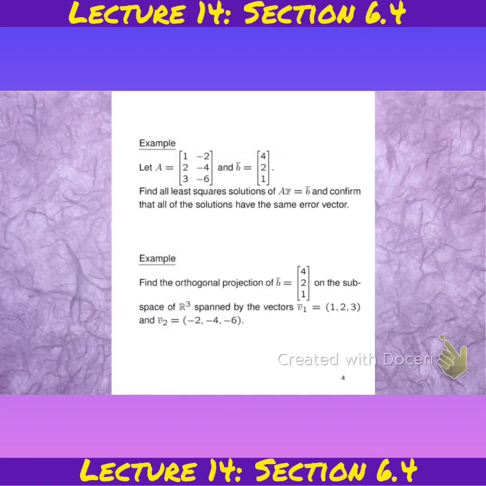Okay, so let's do this problem here. Here they ask us: let A be this matrix, and let B be that column vector. Then they ask us to find all least squares solutions of AX equals B, and just confirm that all the solutions have the same error vector. So now what we need to do is take this system and apply the previous theorem.